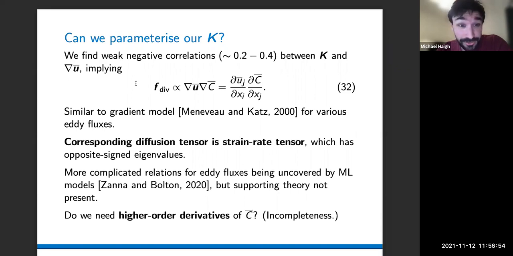What is particularly interesting about this kind of closure, where we're using the velocity gradient tensor to represent the transport tensor, is that the corresponding diffusion tensor, the symmetric part of this, is the strain rate tensor. And this strain rate tensor for non-divergent or weakly divergent flows has opposite signed eigenvalues, just as was found for our diffusion tensor.